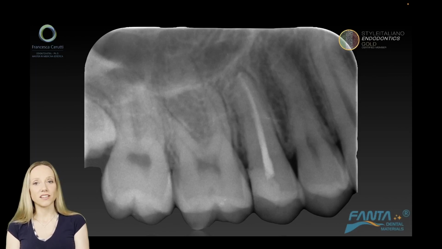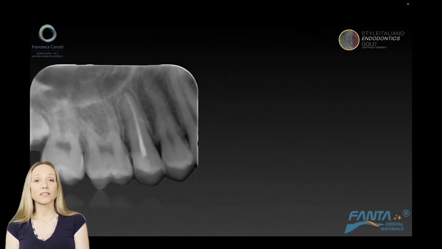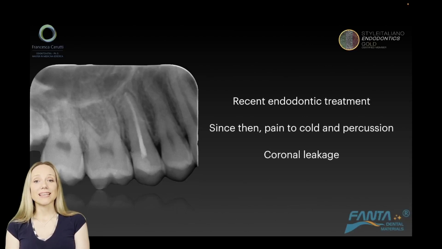So let's see this case. It's a second upper premolar. Apparently it's an easy tooth because the literature says that it mainly has one root with 1 or 2 root canals, and the patient has had pain for like 3 months after the root canal therapy, and the pain is triggered by the percussion and by the cold.